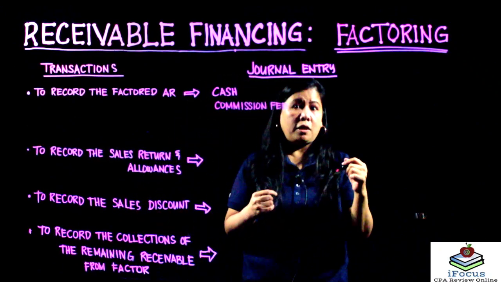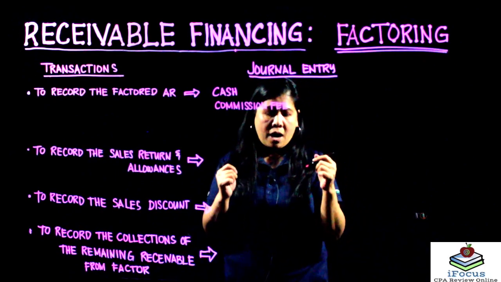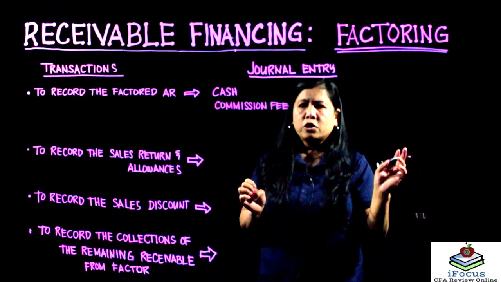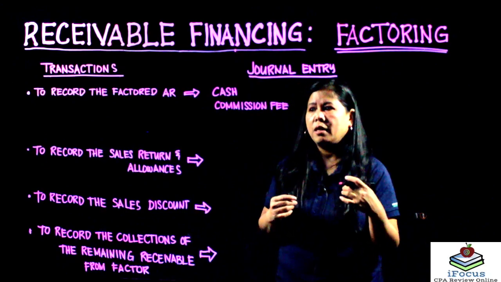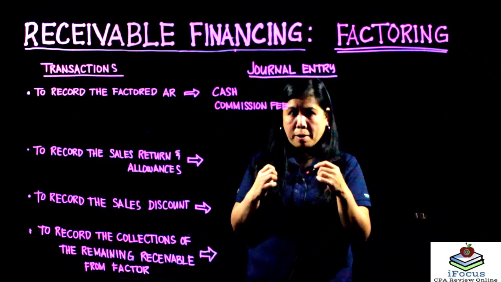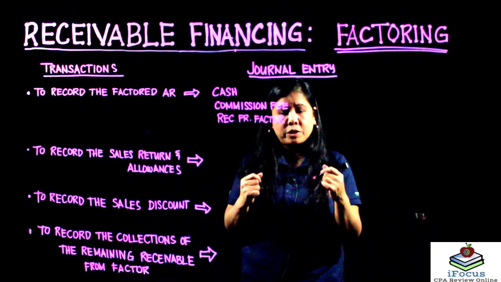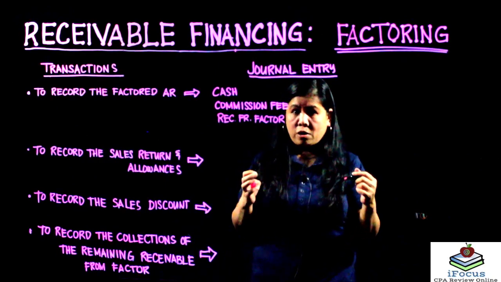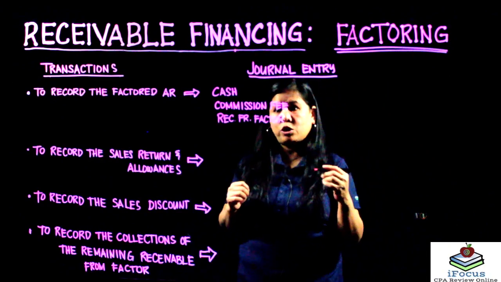Or pwede mo rin gamitin yung factoring fee. And this commission fee account is an expense on the part of the company. So, ito, ilalagay natin sa income statement natin as an expense. Then, we debit our receivables from factors or factors holdback. So, gaya ng sabi ko sa'yo, yung commission fee and receivable from factors is a percentage of the accounts receivable. Then we will credit our accounts receivable.